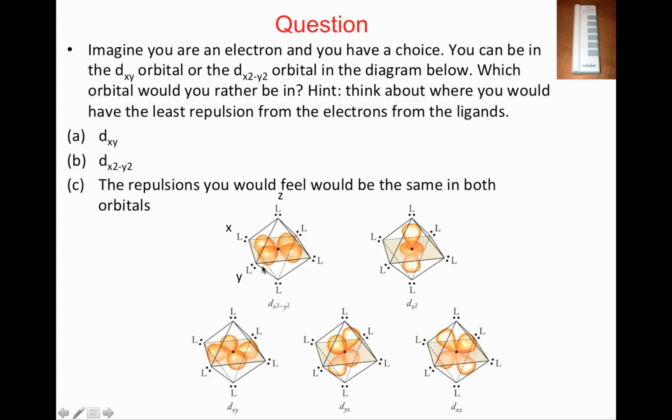Okay, well, let's think about this. If I were an electron in this orbital, would I feel the effect of the electrons from these ligands? The answer is, of course I would. I'd be repelled by them. Electrons repel electrons. But I notice that I'm in an orbital here that is off axis. It's not on the x and the y axes. And so I'm a little bit further away from these electrons if I'm in this orbital than if I'm right here.